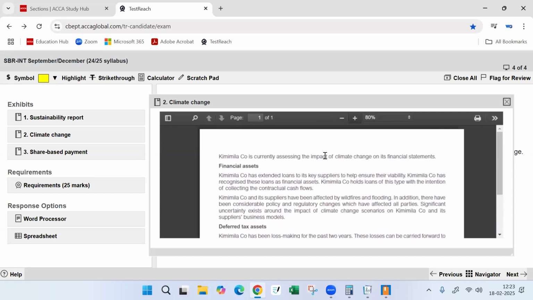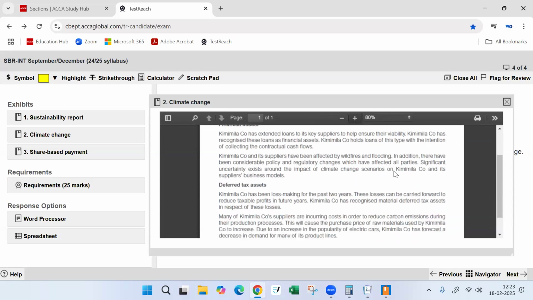Camilla is currently assessing the impact of climate change on its financial statements. Camilla has extended loans to its key suppliers to ensure their viability. Camilla has recognized these loans as financial assets. Camilla has loans of this type with the intention of collecting contractual cash flows. Camilla and its suppliers are affected by the wildfires and flooding. In addition, there have been considerable policy and regulatory changes which have affected all the parties. Significant uncertainty risk around the impact of climate change scenarios and its suppliers' business model.